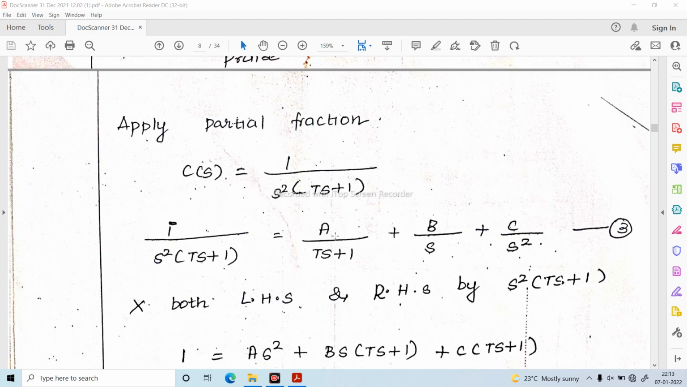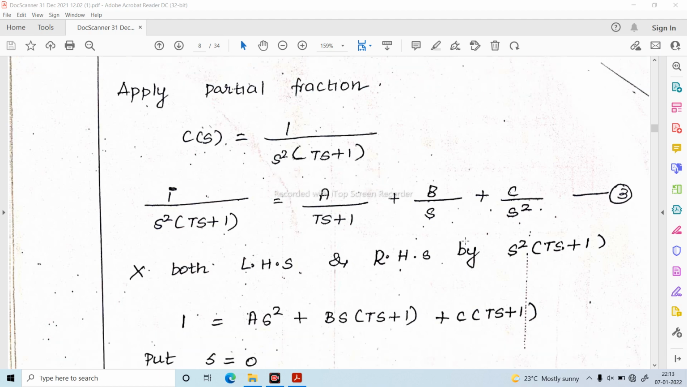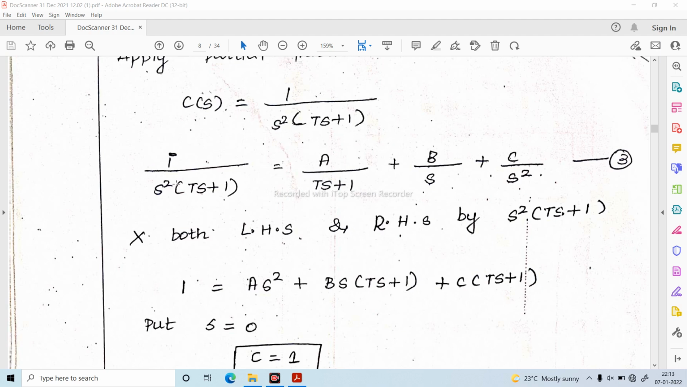How can we separate this? A by Ts plus 1 first, then B by s plus C by s square. Then what is the next step? Multiply s square into Ts plus 1 on both LHS and RHS of the equation. So the value obtained is 1. Here Ts plus 1 and this Ts plus 1 get cancelled. The remaining term is s square. So A into s square plus B into s, the 1 by s is cancelled. So B into s into Ts plus 1 plus C into s square, and s square gets cancelled, Ts plus 1.